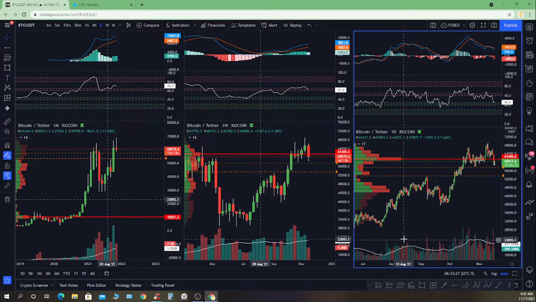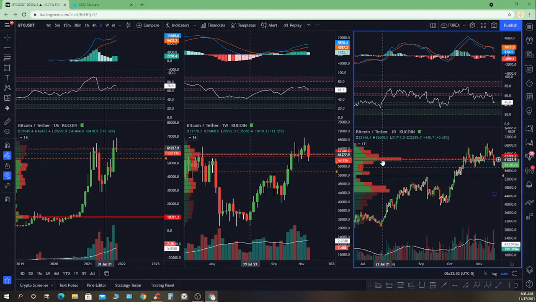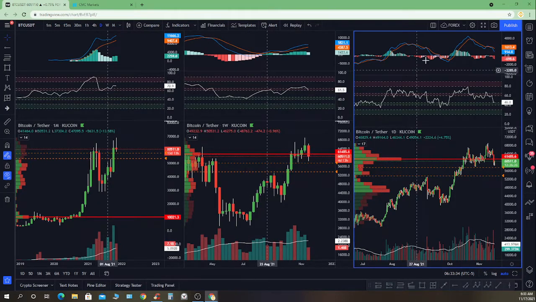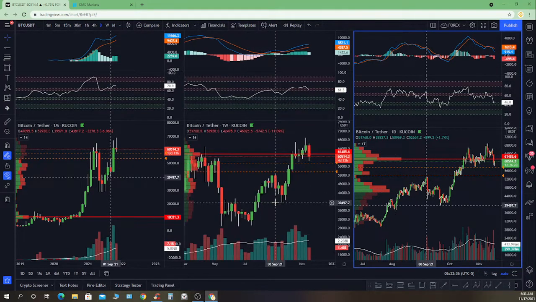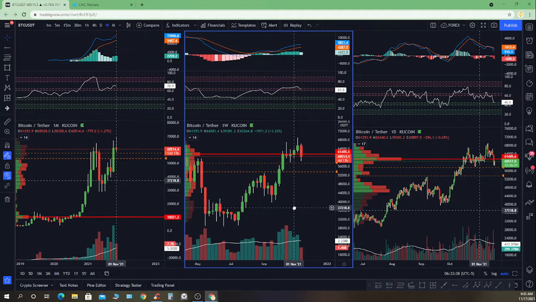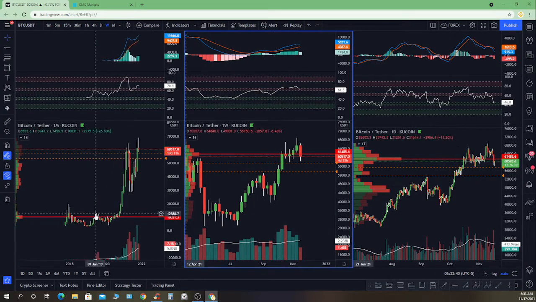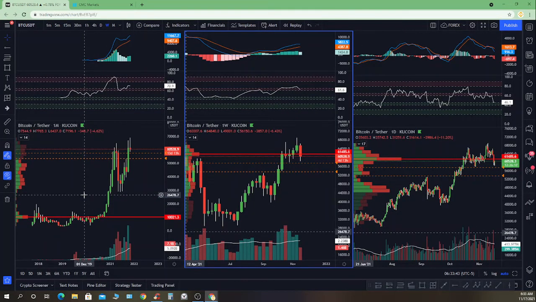As you can see, I've positioned the charts strategically so that we can take a look at the volume indicator as well as the RSI. This is Bitcoin on KuCoin.